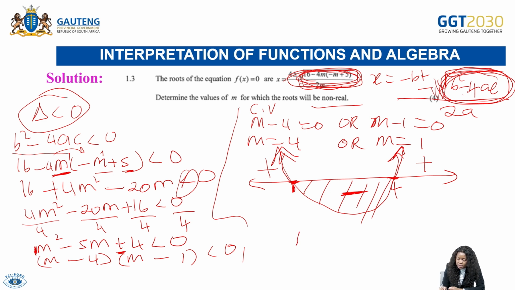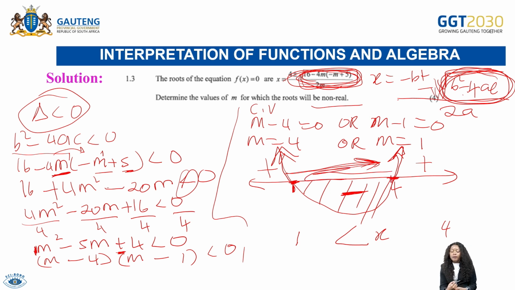You'll say there is 1 this side and there is 4 this side, and then it's x. From here going to this side, you are going to the values that are positive, or values that are greater than 1. So you'll say x is greater than 1. And then from here going to this side, you are going to the values of x that are less than 4, because you are going to the values that are negative. Ne? Sorry, I made a mistake. We're dealing with m and not x. Ne?